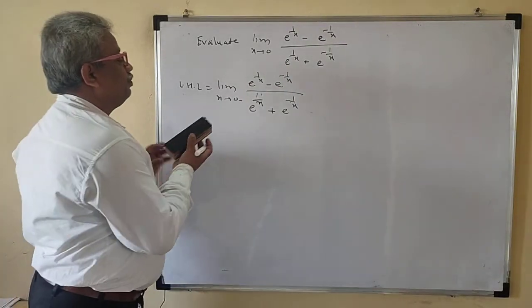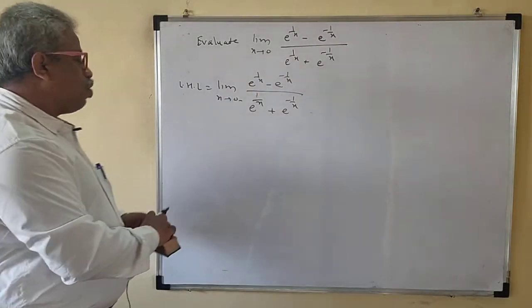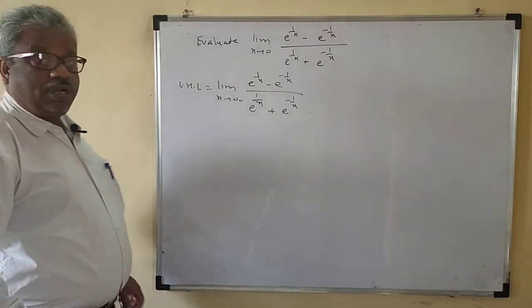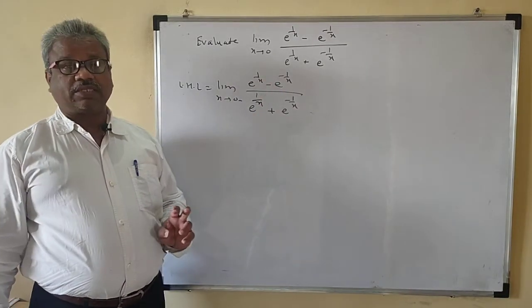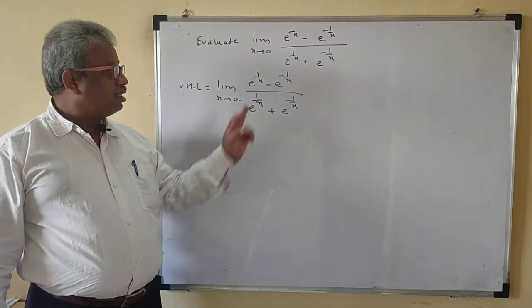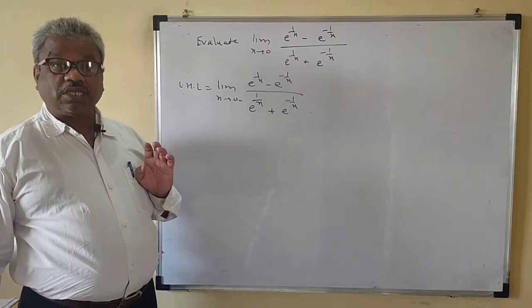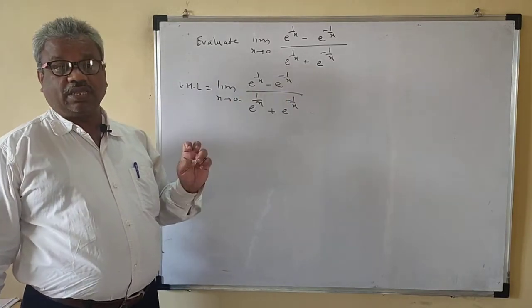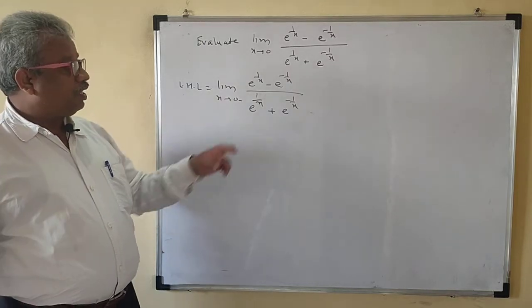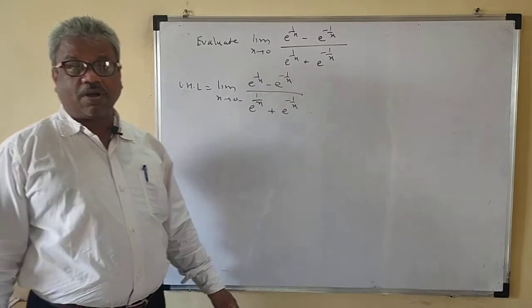Now what is the problem? We don't want e raised to minus 1 by x, because as x tends to 0 minus, 1 by x tends to plus infinity. This is e raised to infinity. E raised to infinity is what? Infinity. So this is the infinity by infinity form actually.